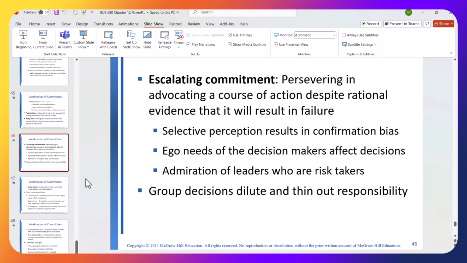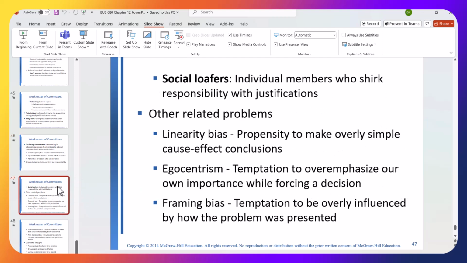Sometimes you find with group work, they can dilute and thin out responsibility because they're looking from a large macro perspective, not from micro. Because I'm looking from a broad perspective, not from my perspective. And so sometimes you can get lost in what it is you're actually trying to do.